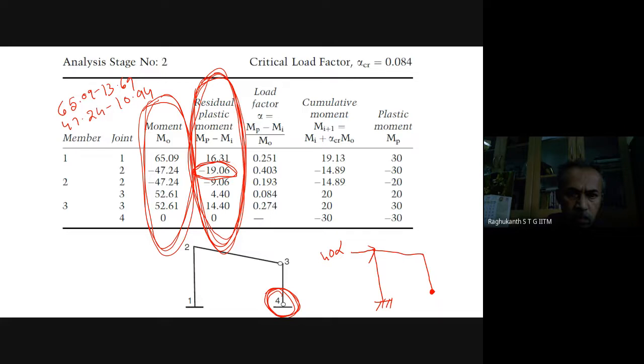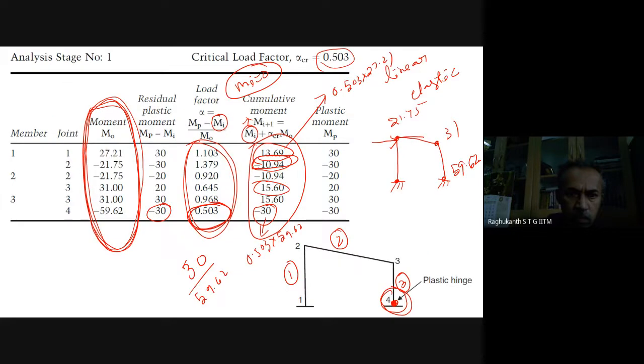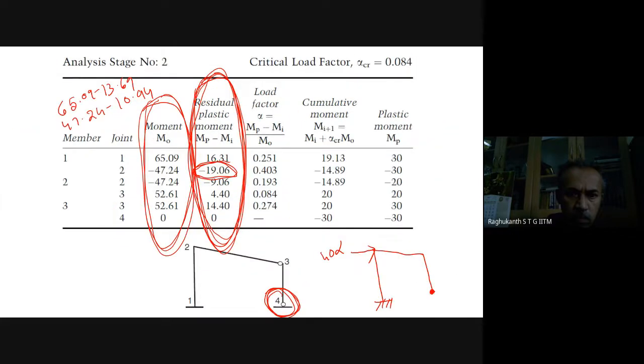Sorry, which is the residual plastic moment where it is lowest? I'm sorry, highest is 19.06. The residual moment where it is very small. See, the maximum residual plastic moment is 19.06, but where it is very small, you have to look at this. If you try to look at here, the smallest is almost 4.4. That is at the 3 place itself, and then you find out the load factors. You divide by this M naught. So these are the multiplying factors.